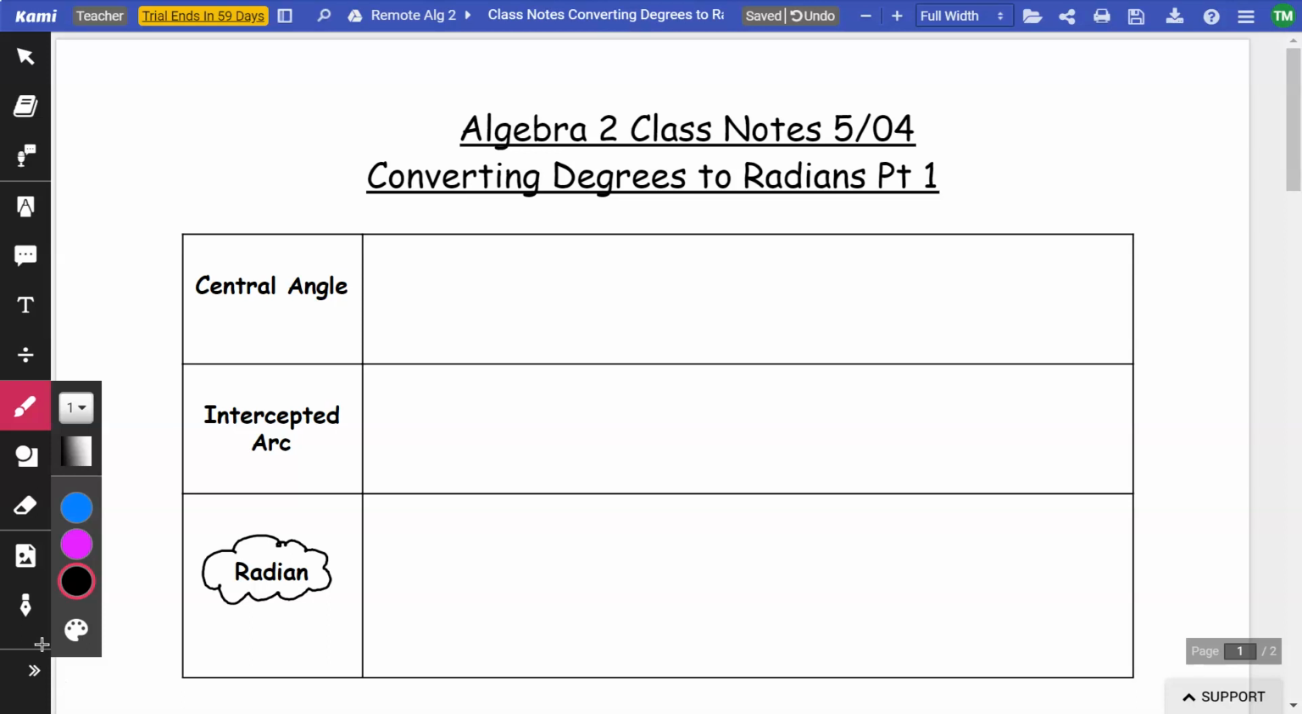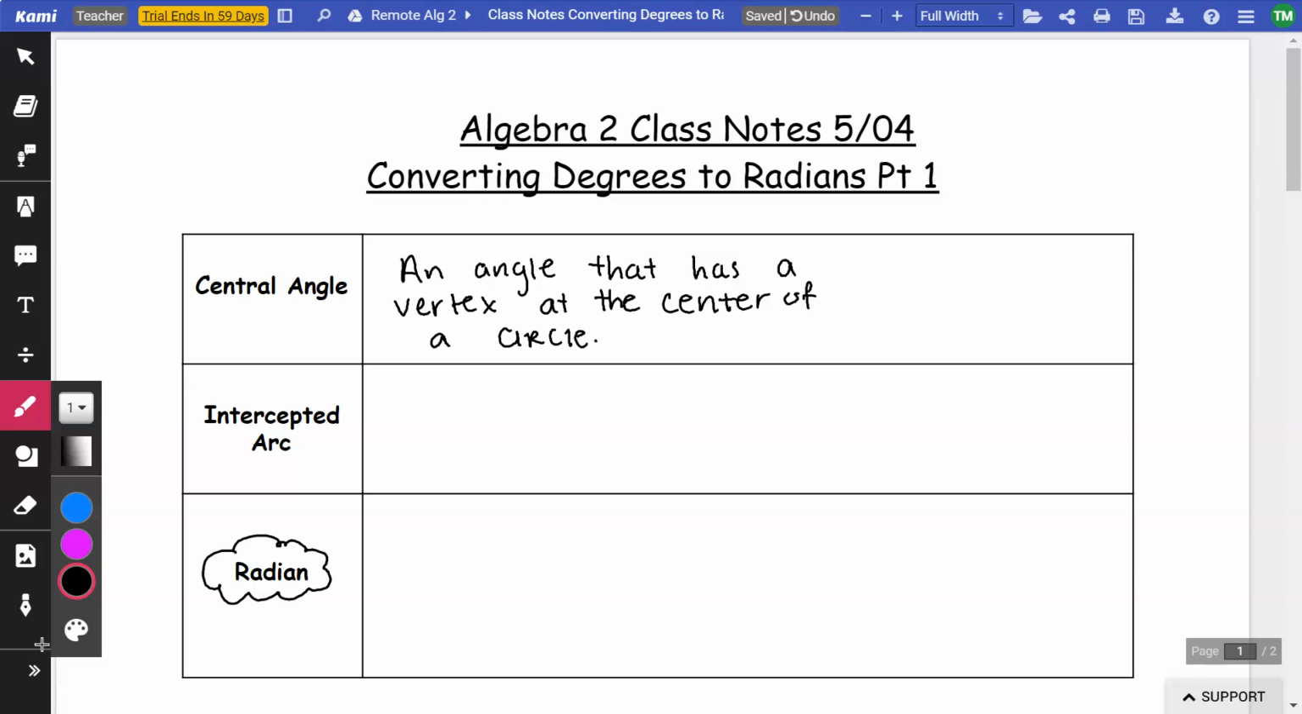So the first term we need to talk about is a central angle. And you should have learned about this in geometry last year, but a central angle is just an angle that has a vertex at the center of a circle, which is what we did all of last week. All of the angles we talked about were central angles. So a central angle is an angle whose vertex is at the center of the circle.